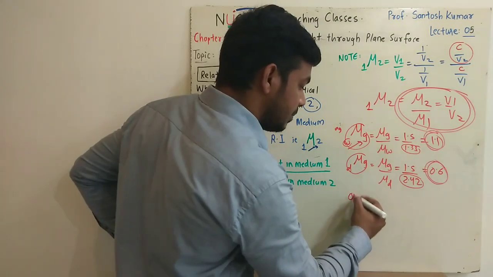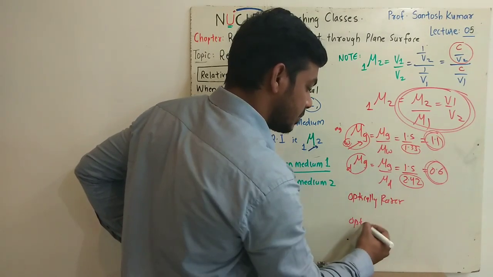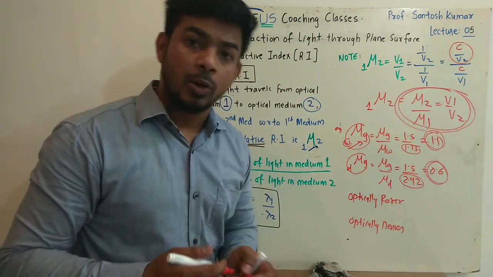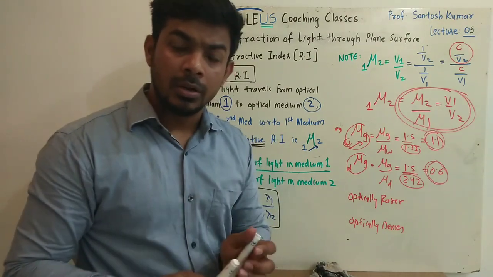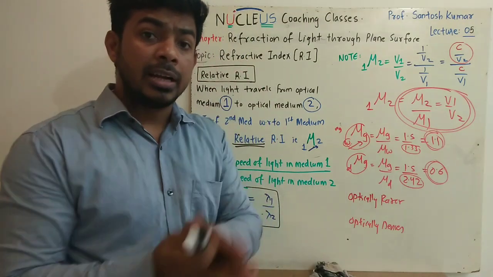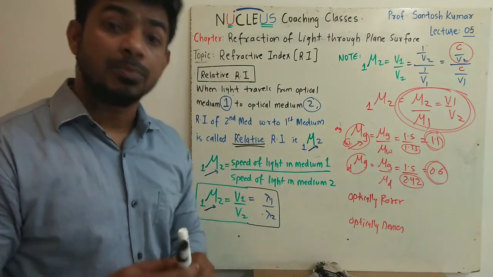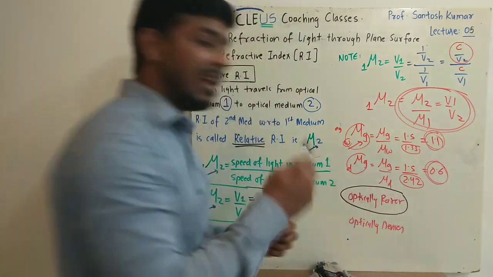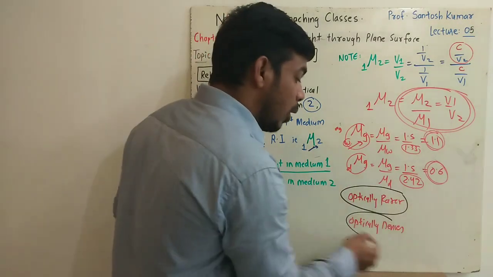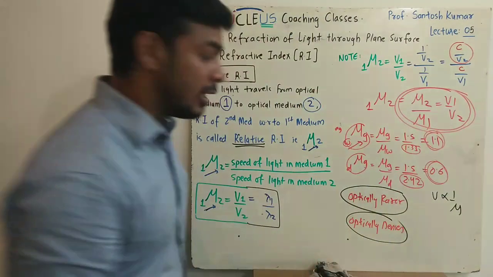So what do you mean by optically rarer medium and optically denser medium? Remember, it is just a relative value. Whenever we compare two mediums, in one medium the speed will be less, so in the other medium the speed will be more. The medium where the speed of light is more is said to be optically rarer, and the medium where the speed of light is less is said to be optically denser. Remember, speed is inversely proportional to refractive index.